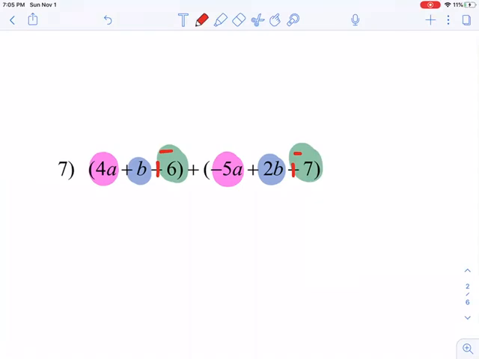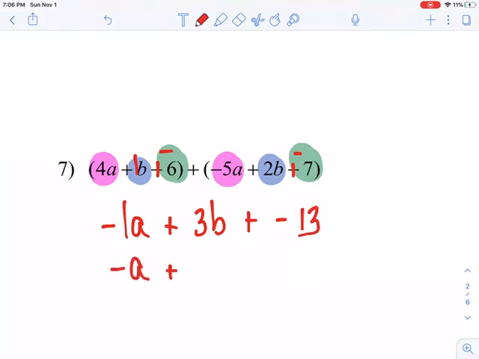So the a's, you have a 4a and a negative 5a, so that's a negative 1a. You have a 1b, you can always put a 1 in front of that, and a 2b, so that gives you 3 b's. And then you have a negative 6 and a negative 7, which is negative 13. You can also write it as just negative a plus 3b minus 13. Those are the same expressions.